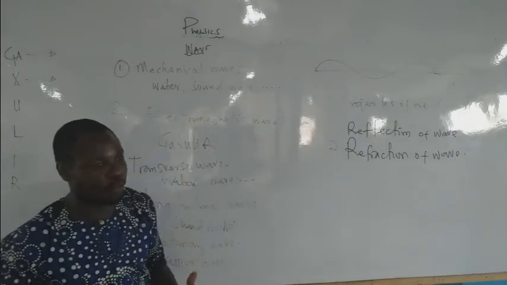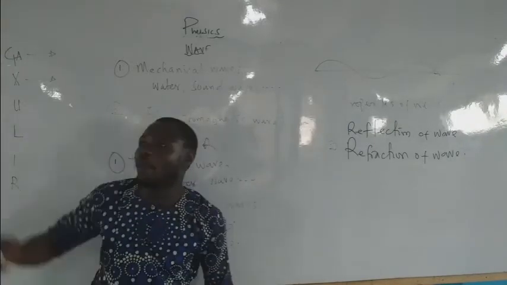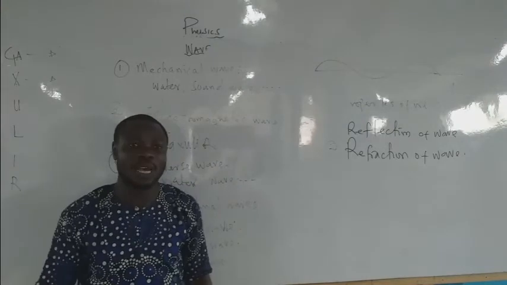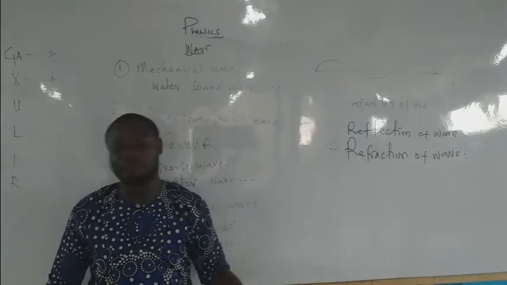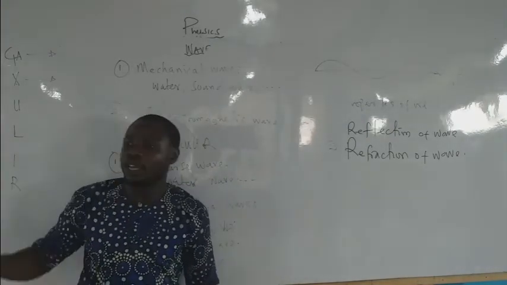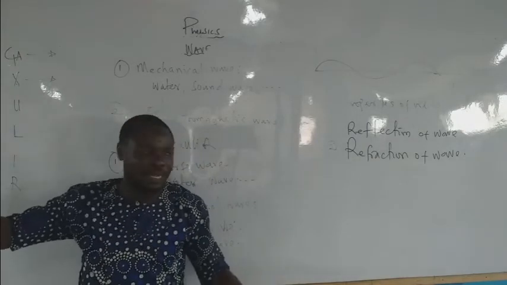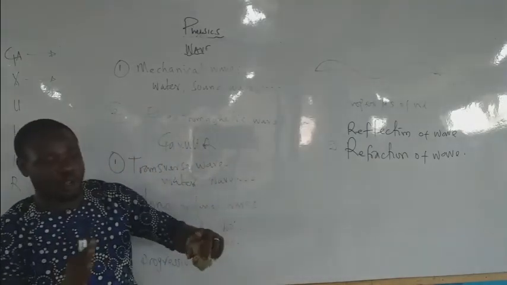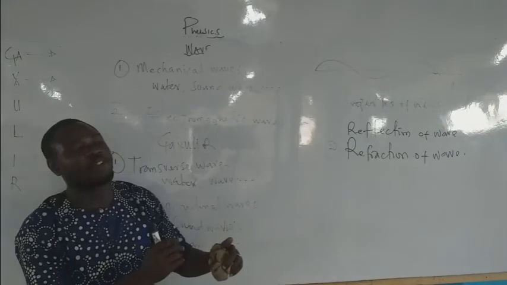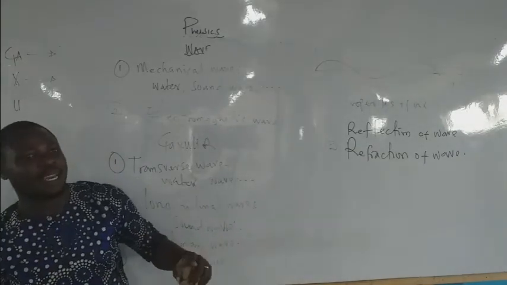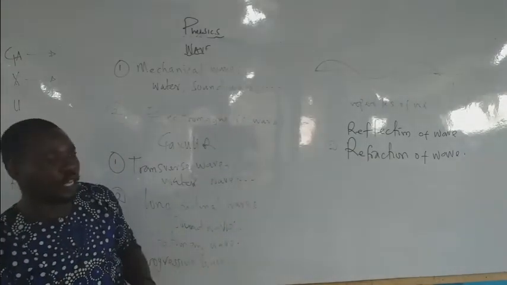So, a typical example of this refraction is a light wave. When a light is traveling from air to glass or water, it bends or refracts. If it's traveling from less dense to a denser medium, it bends towards the normal. But if it's traveling from denser to less dense, it bends away from the normal.